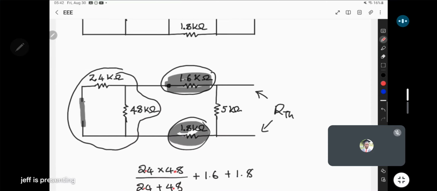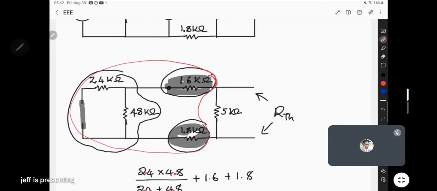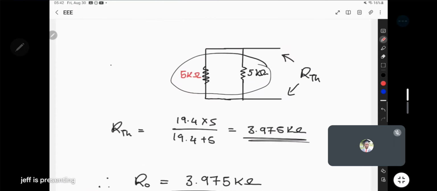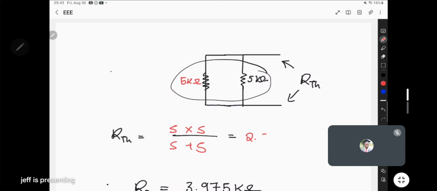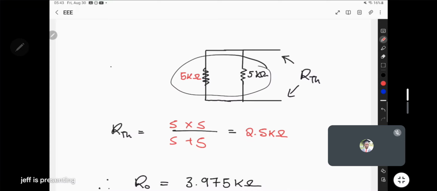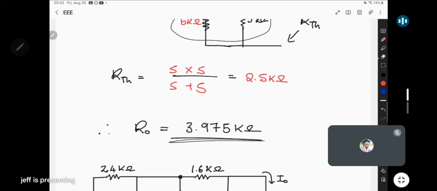Now we're seeing that this combines to 5 kilo, but it will now be in parallel with another 5 kilo here. So now we have 5 kilo in parallel. Remember, when they have the same resistance, they always reduce to half of one. So it will be 5 by 5 plus 5, 2.5. Have you seen that? Yes. So this becomes the overall Thevenin's resistance, implying that our R0 will be equal to 2.5 kilo ohms.